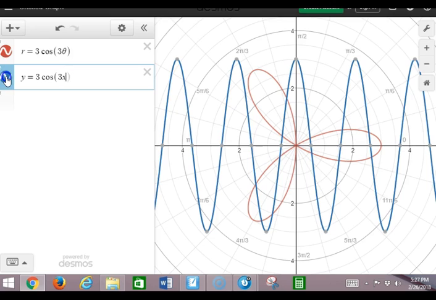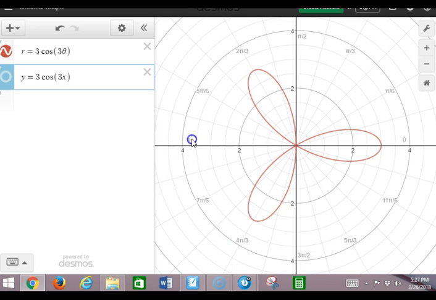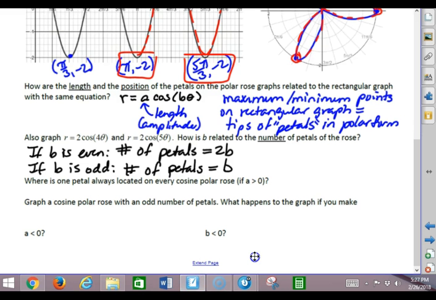And by the way, if you just click on the circle, you can turn off a graph and turn it back on, which is really handy. So we're always going to have a petal at 0, first petal at 0 degrees or radians, whichever you happen to be in. So that means one petal is always over here, going to the right.